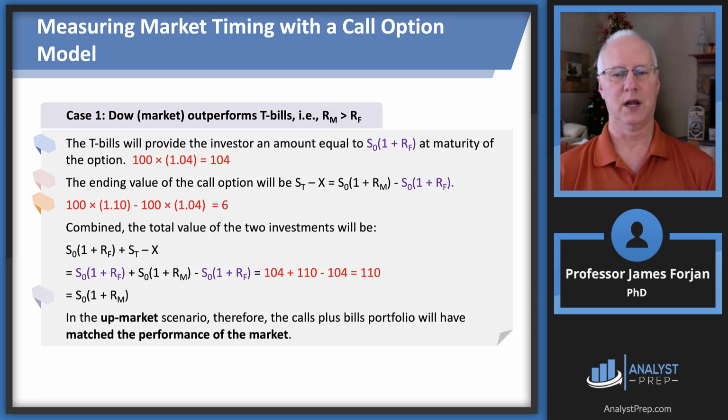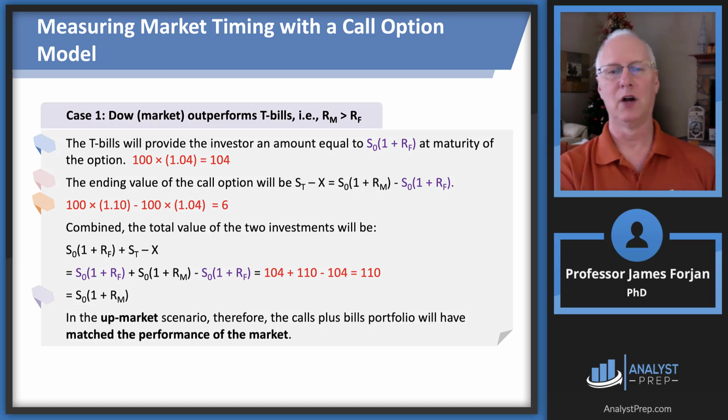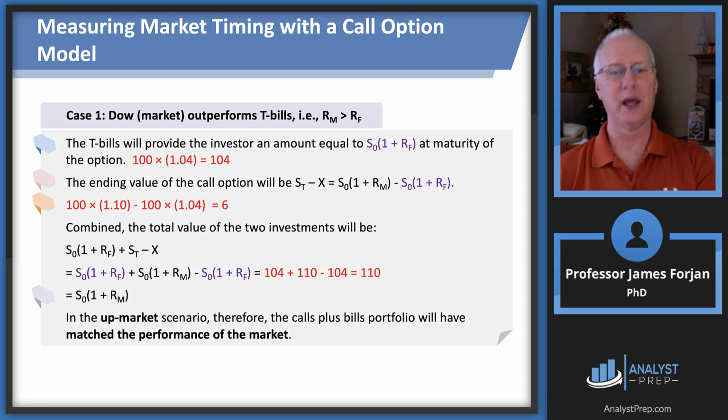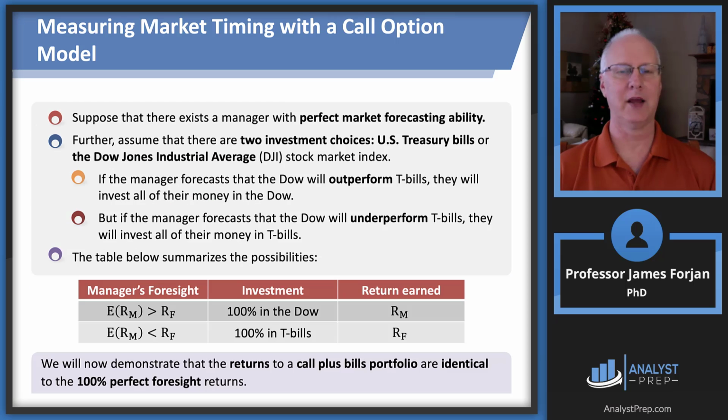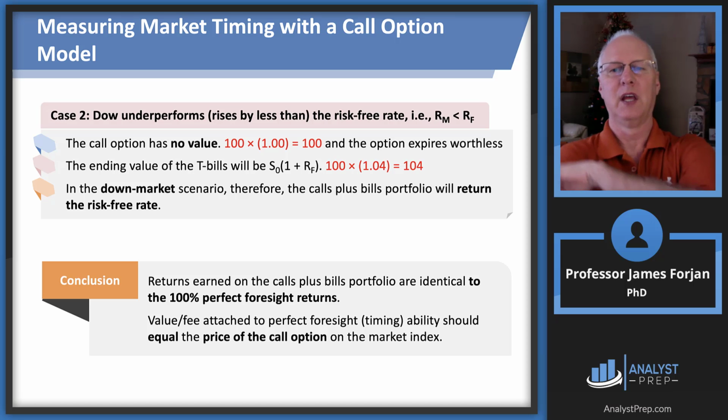In the up market scenario, the call plus the bills portfolio will have matched the performance of the market, right? 100 times 1.10 gets us 110. And you can replicate that 110 by buying treasury bills and by buying a call option. So this is cool. When I went back here and did that top part, you thought, well, this is not very exciting. But here, this is pretty cool.